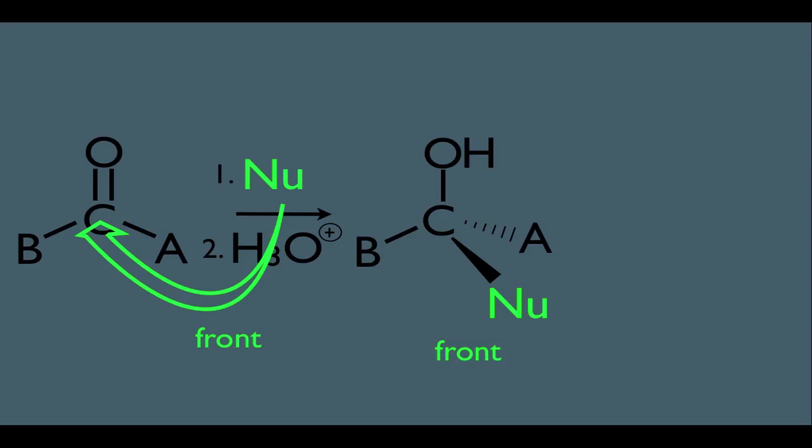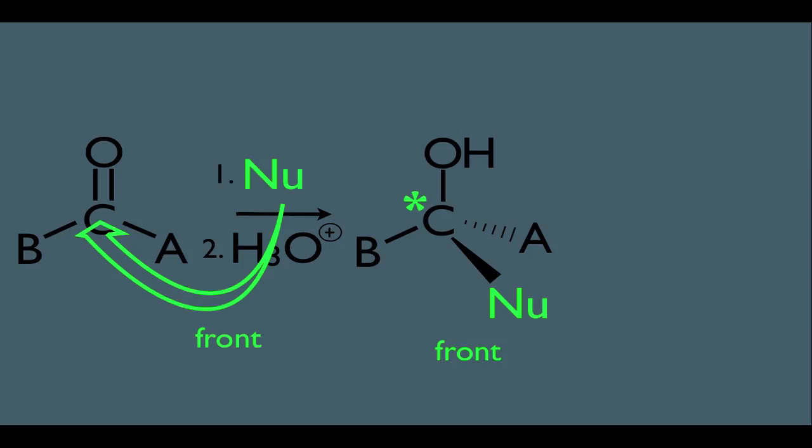And what you see in front of you is simply the product as a result of front side attack from our perspective. But notice, if our original ketone or aldehyde had two different groups, such as A and B in this example, then that means you're going to create a chiral center. Notice that carbon would have 4 different groups connected to it: the OH, the B, the A, and the new nucleophile.